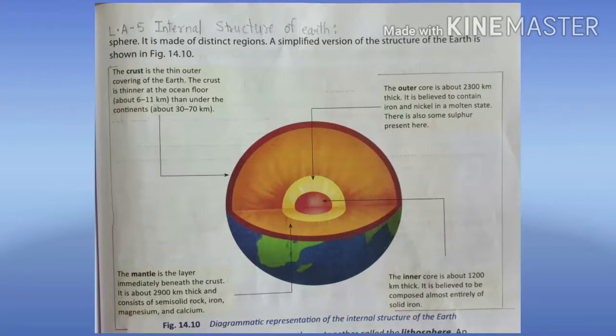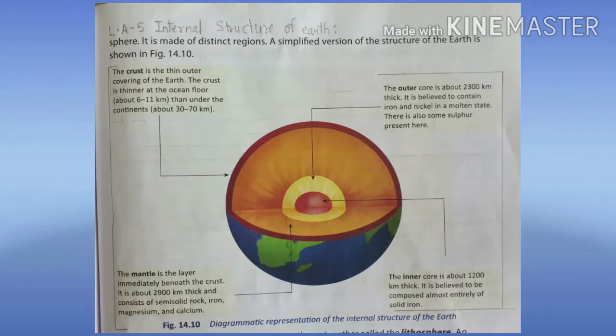So this is how you are going to write. First you will be writing the parts and explaining them. For example, I'll tell you about the crust. The first part is the crust. Crust is the thin outer covering of the earth. Crust is thinner at the ocean floors than at the continents. Second, the mantle. Then third, then fourth. And after writing about all the parts, you have to draw the diagram.